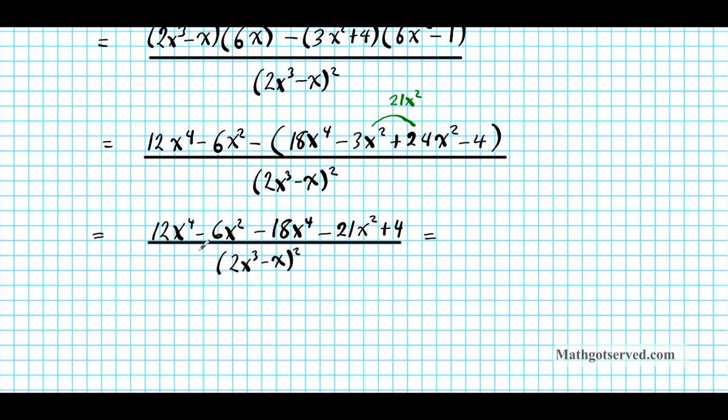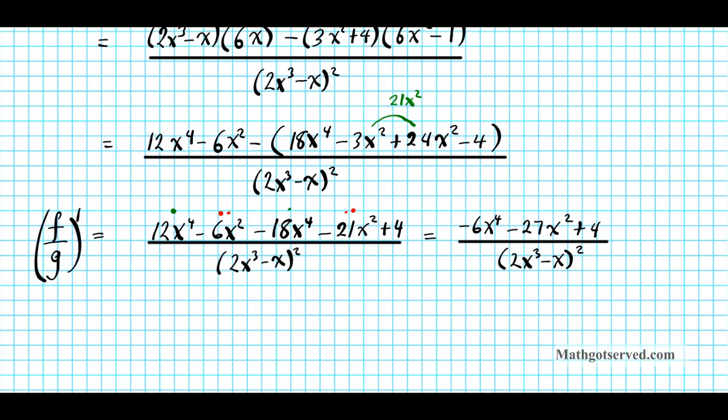Okay, now let's combine like terms. In the numerator, if I combine positive 12x to the fourth and negative 18x to the fourth, I'm going to have negative 6x to the fourth. And then if I combine negative 6x squared and negative 21x squared, I'm going to have negative 27x squared plus 4, and that entire expression divided by 2x to the third minus x, quantity squared. Okay, so this is what our derivative of f over g prime is. This is our answer. So there you have it.